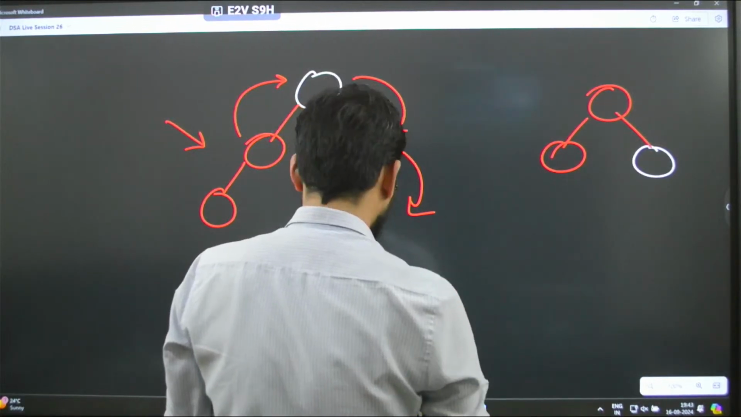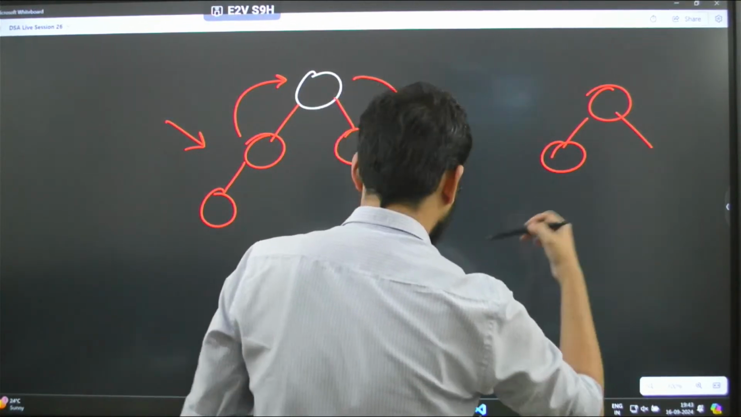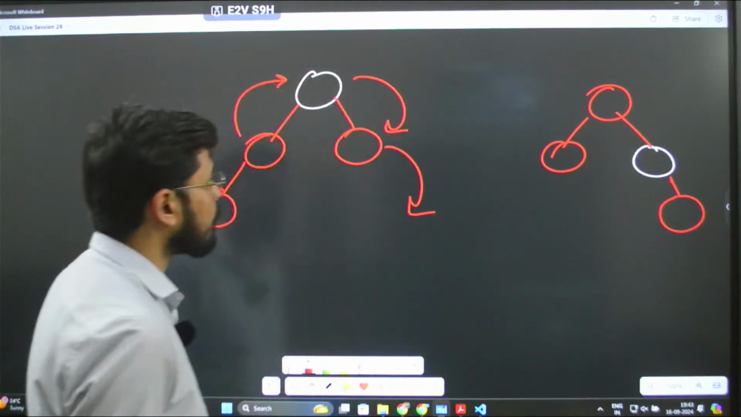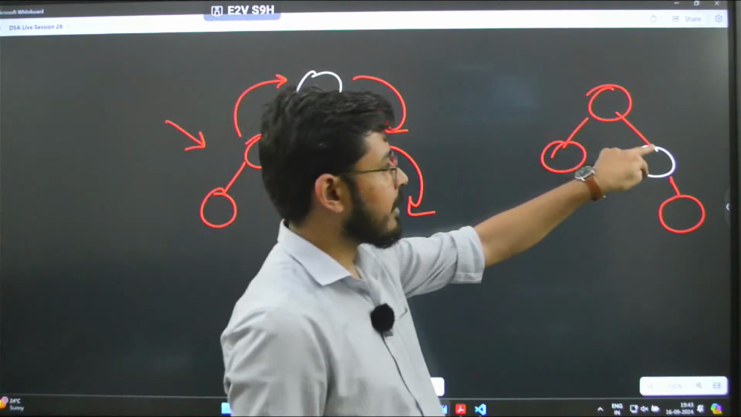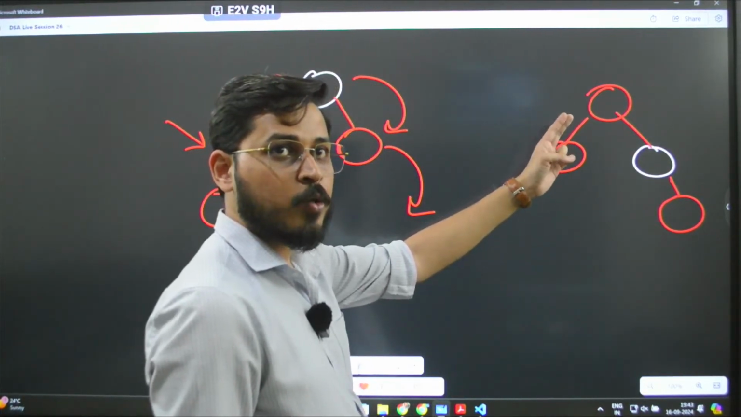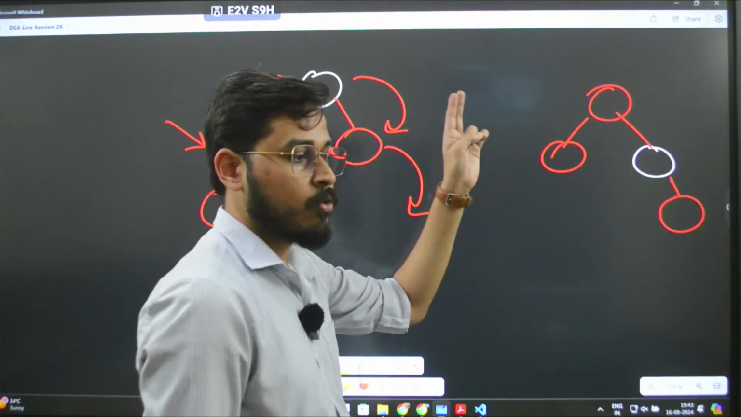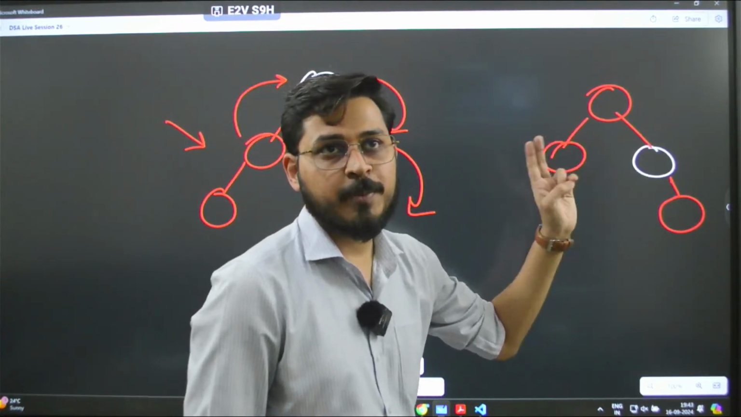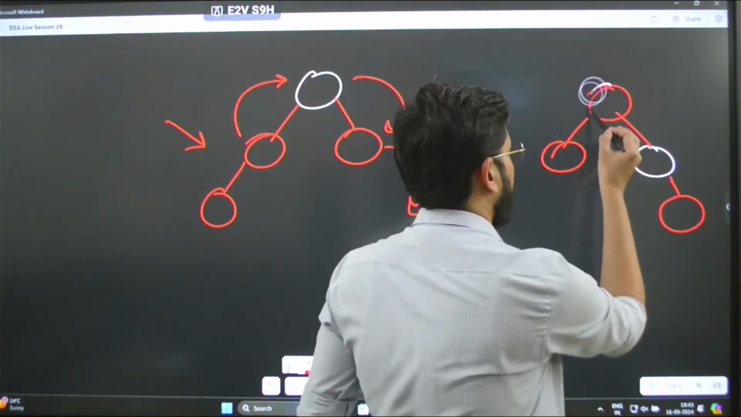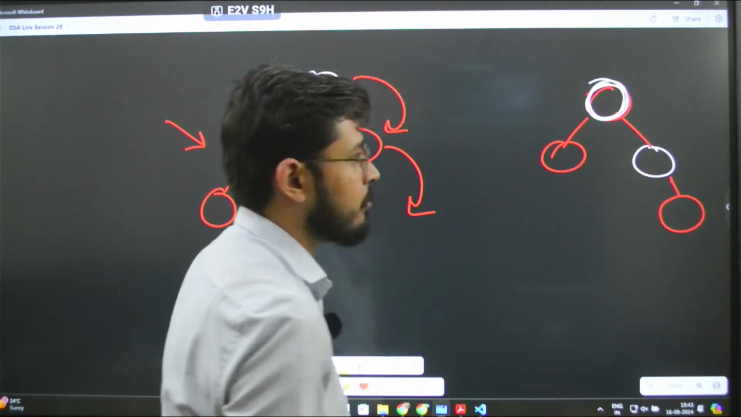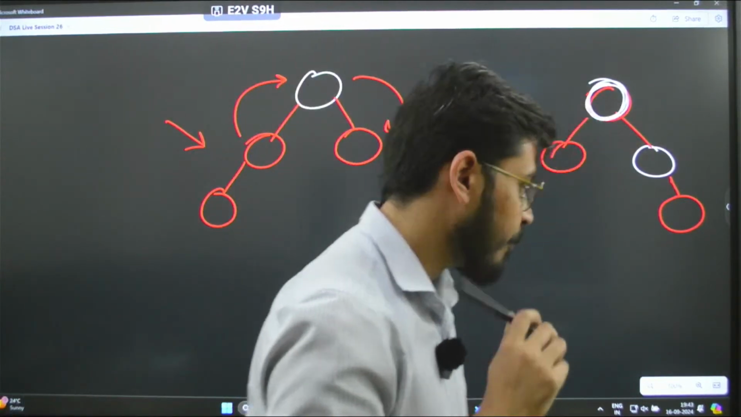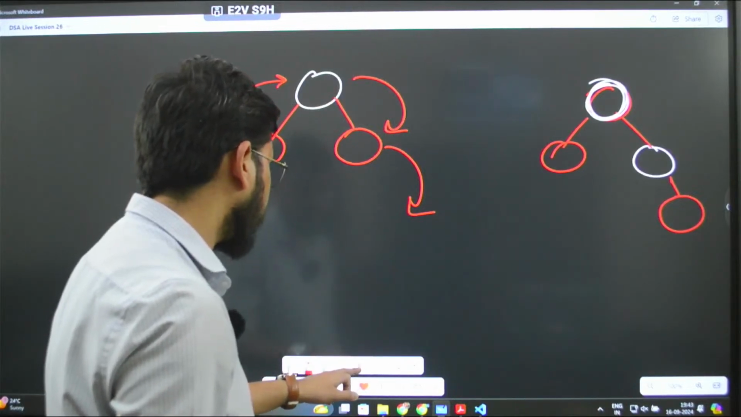Not right here, but right here. Right here. You got my point? When this came here, it went here and it went here. Okay. Now, what we will do, I have always told you that root will always be black. So automatically that will be converted to black. I hope this is very much clear. Understood this, guys? Okay. This is how it is going to work.